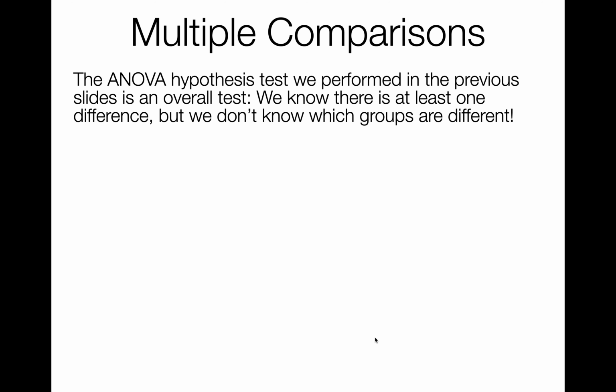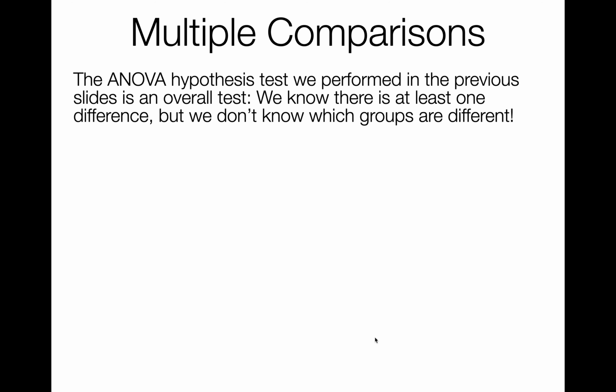I call that here an overall test. That may not be a common term, but it's what I'm going to use. And if you don't like it, you can blame me. That's okay. But this is an overall test in that we know there's at least one difference somewhere, that two of the group means are different, but we don't know which ones are different. And so certainly we would like to know.